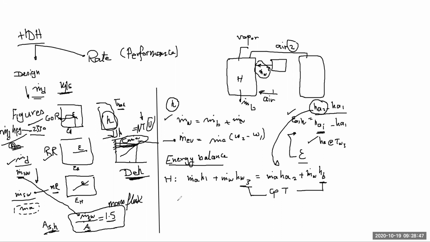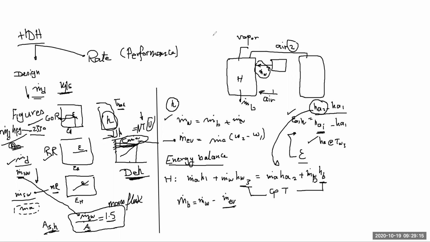What about the quantity of brine? To be more accurate, this is m dot brine, and m dot brine is going to be m dot water, which is always given, minus m dot evaporated. What's m dot evaporated? It is m air into the difference in omega. So this is as far as the energy balance for the humidifier is concerned.